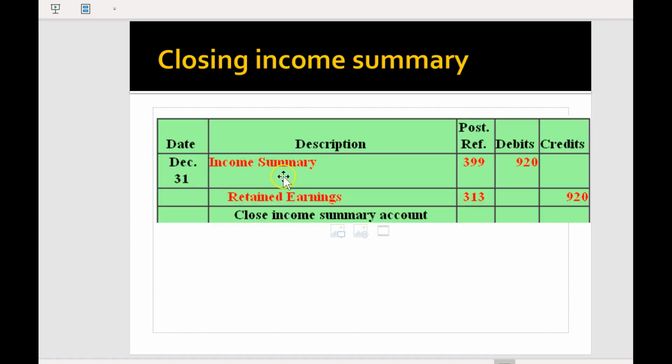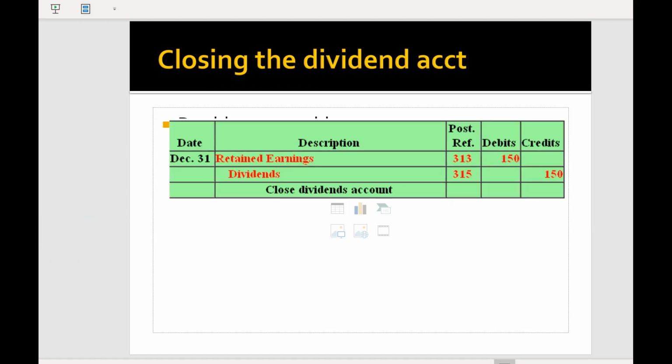Finally, I'm closing income summary to retained earnings. I'm debiting the income summary. I'm crediting retained earnings. Also, I'm debiting retained earnings, crediting dividends. Again, dividends do not flow through income summary to retained earnings. They flow to retained earnings directly. Okay, so that is the closing process, and that is the end of the accounting cycle.